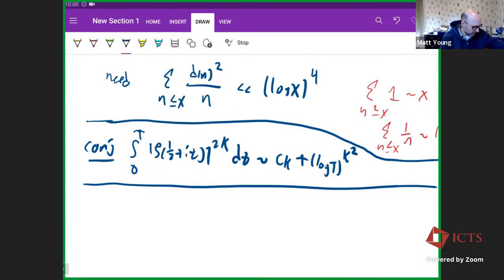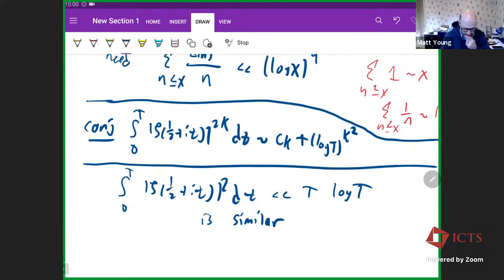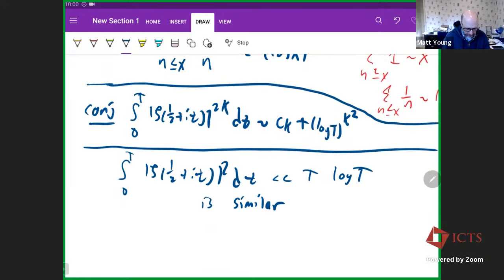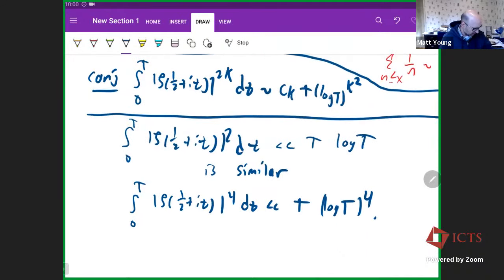And then the t integral, the second moment of zeta squared dt, less than t log t, is similar. I don't think I want to go through the proof of that. And then the method will also get a good upper bound on the fourth moment of zeta.